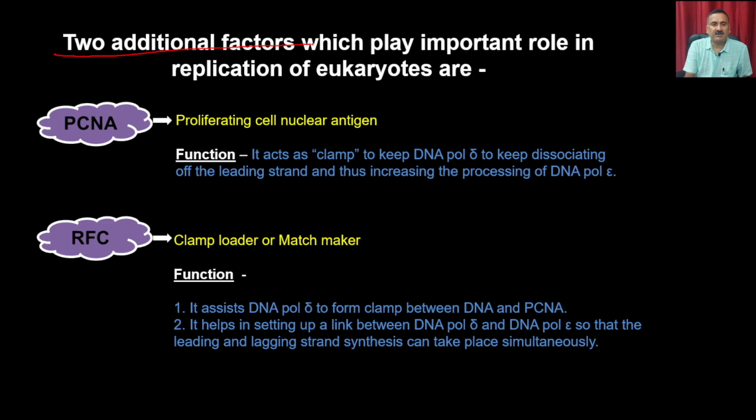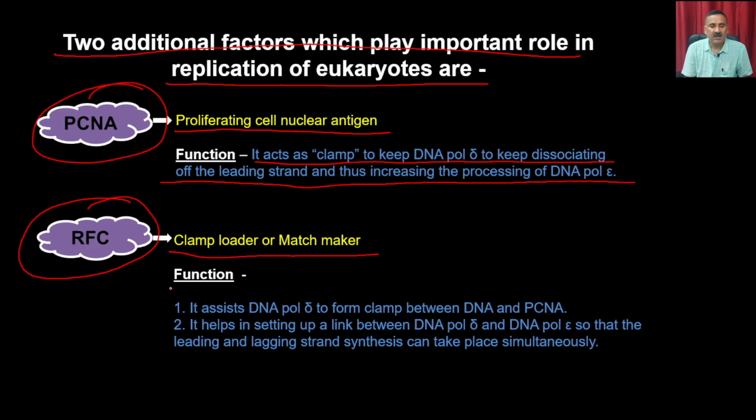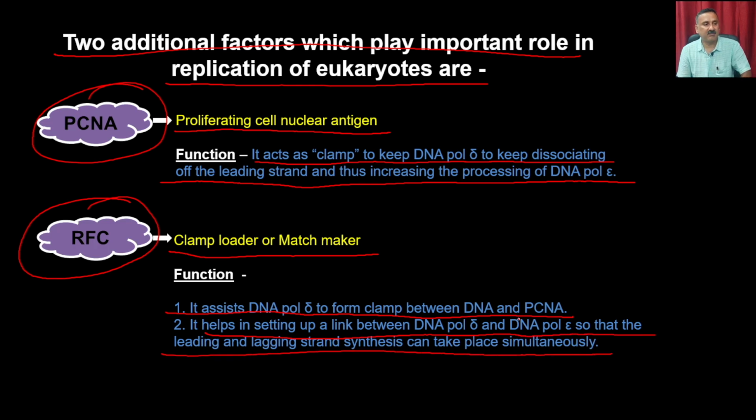Then two additional factors which play an important role in eukaryotic replication are PCNA and RFC. PCNA is the proliferating cell nuclear antigen, and it acts as a clamp to keep DNA pol delta from dissociating from the leading strand, thus increasing the processivity of DNA pol epsilon. Whereas, RFC works as a clamp loader or matchmaker. It assists DNA pol delta to form the clamp between the DNA and the PCNA, and it helps in setting up a link between DNA pol delta and DNA pol epsilon, so that leading and lagging strand synthesis can take place simultaneously.